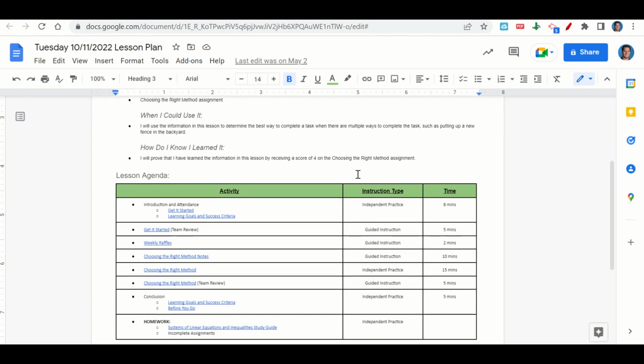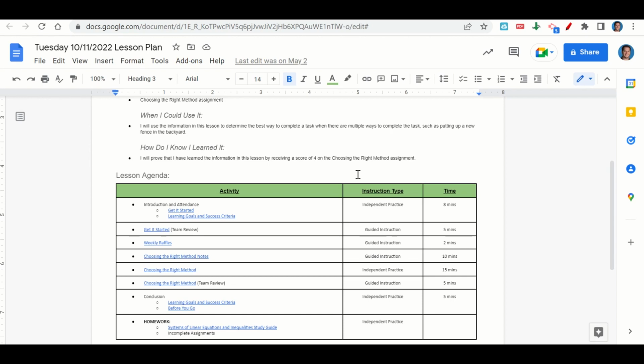Now let's take a look at our agenda for today. We will begin by going over our learning goals and success criteria. While we do that, you'll fill out your Get It Started. Once you've completed the Get It Started, we'll go over it together and answer any questions that you may have. Next, we'll do our weekly raffle.